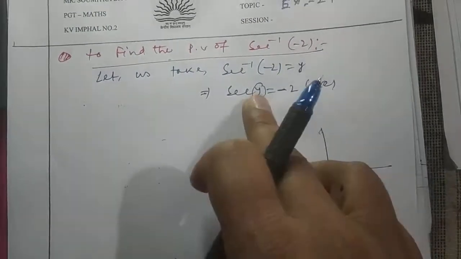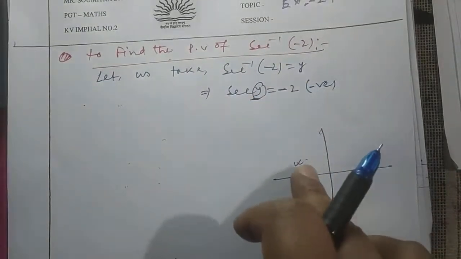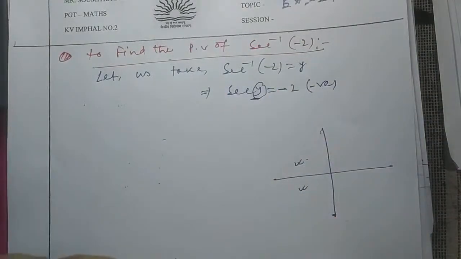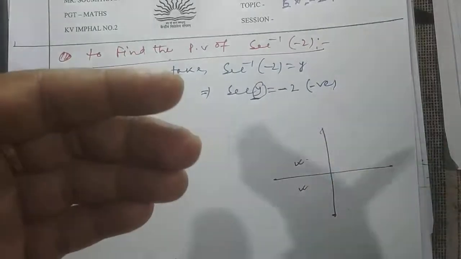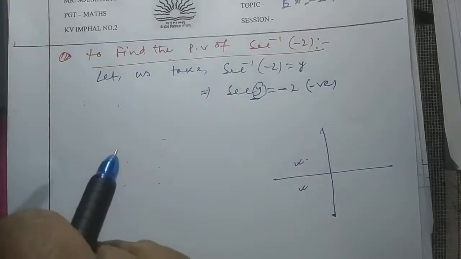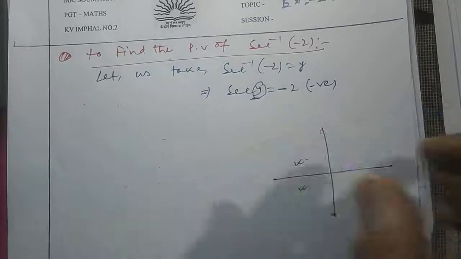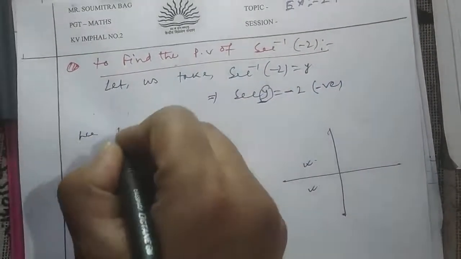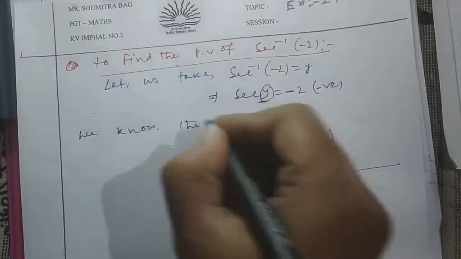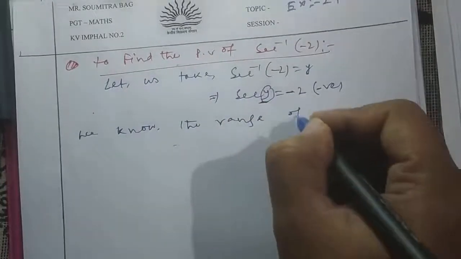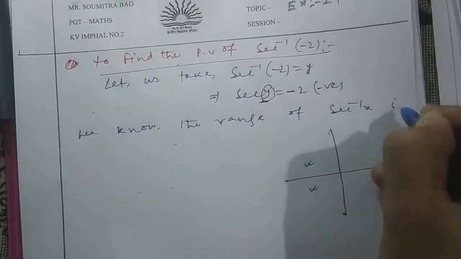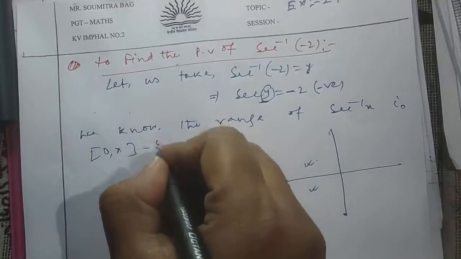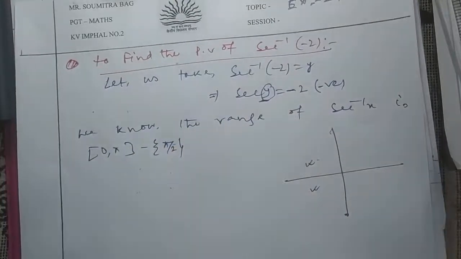In which quadrant the angle y will belong, we can say from the range of sec inverse x. So now let us take the range of sec inverse x. We know the range of sec inverse x is [0, pi] minus {pi by 2}, correct?